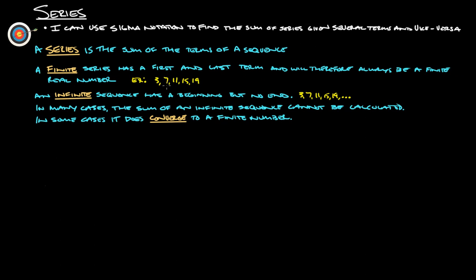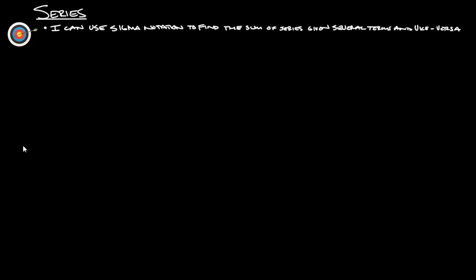finite number. Okay, an infinite sequence has a beginning but no end. So like 3, 7, 11, 15, 19, ... meaning it goes on forever and ever. In many cases, the sum of an infinite sequence cannot be calculated, but in some cases, it does actually converge. It ends up getting closer and closer to a finite number. Okay, so we'll look at some cases like that.